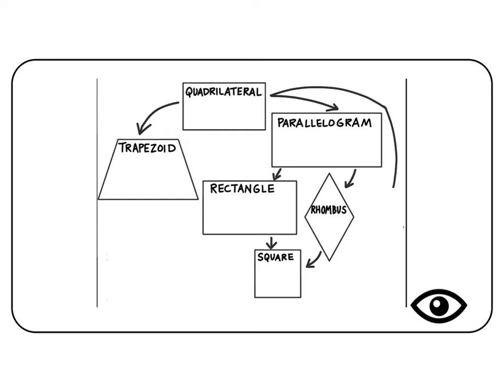So a quadrilateral means that it has 4 sides. It's very non-specific. It has 4 sides, it has 4 angles, that's all we know about it. Getting more specific than that, we talk about whether the sides are parallel or not parallel. A trapezoid has 1 pair of parallel sides, but a parallelogram has two pairs of parallel sides. So you can see that we start from quadrilateral, we go to parallelogram.